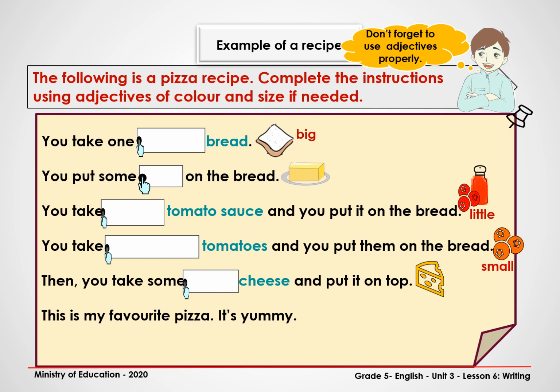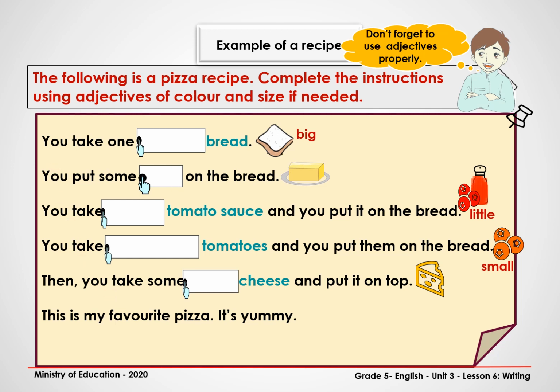Example of a recipe. Don't forget to use adjectives properly. The following is a pizza recipe. Complete the instructions. Use adjectives of color and size if needed. These are the verbs you can use to write your recipe: you take, you put, you fry, you cut, you mix. All of these are verbs you can use.